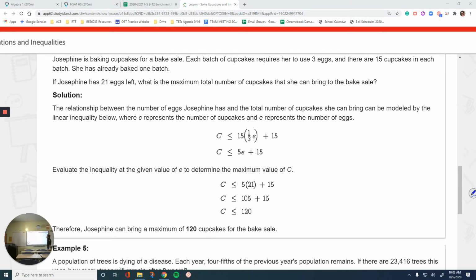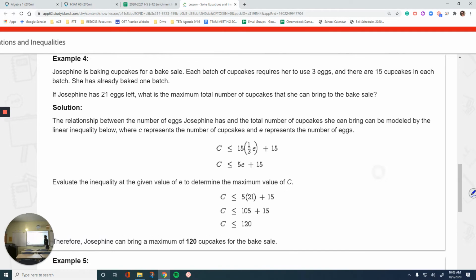So Josephine is baking cupcakes for a bake sale. Each batch of cupcakes requires her to use 3 eggs, and there are 15 cupcakes in each batch. So she has already baked one batch, and in each one of these batches there are 15 cupcakes, right? That's what it says in here. 15 cupcakes in each batch, and she already has one batch, which is 15 cupcakes.